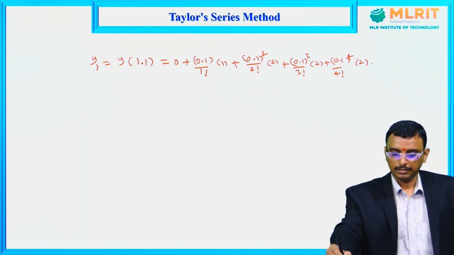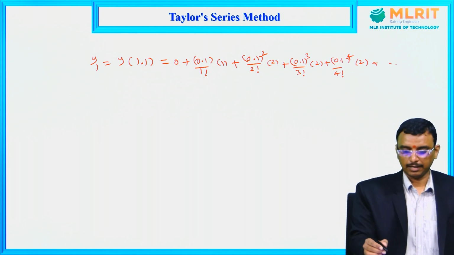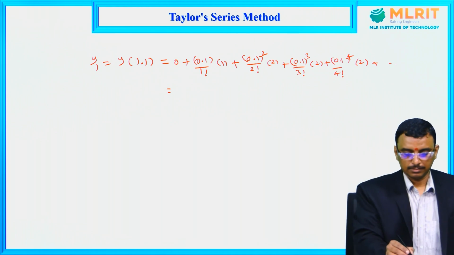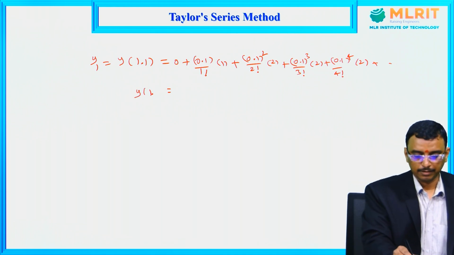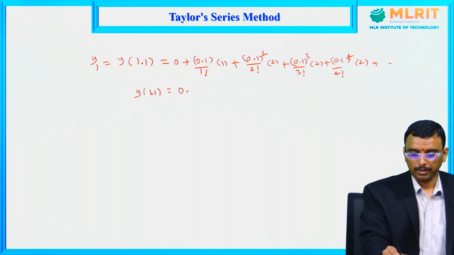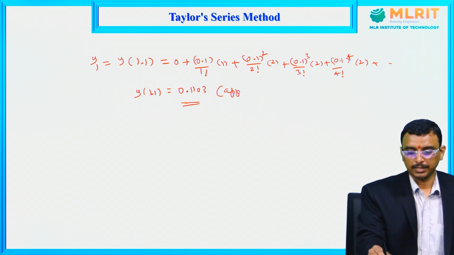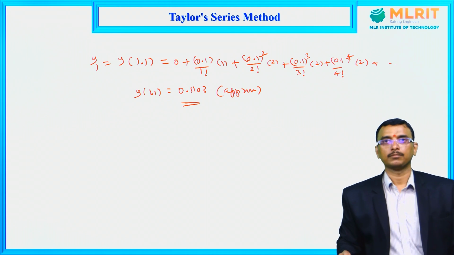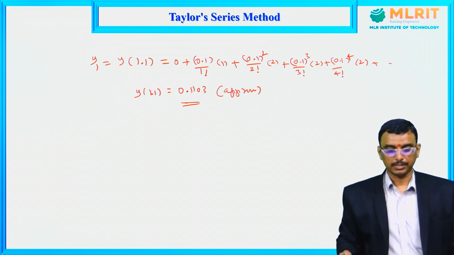And so on. So by doing the calculation of this, we'll get y of 1.1 as 0.1103. This is an approximate value, not the exact value. By using numerical methods we can get the approximate value, whereas by analytical methods we get the exact solution. So here we get the approximate value as 0.1103.